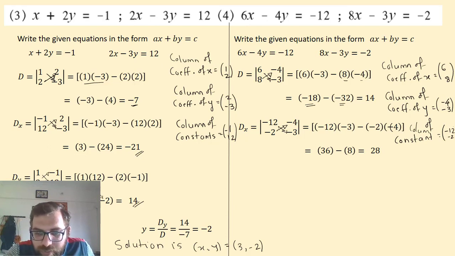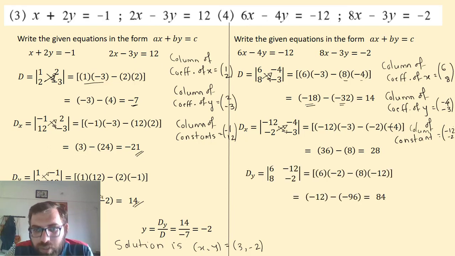How do we get the Dy? Replace the column of y in D by the column of constants. So what is the column of y? The column of y is minus 4 and minus 3. Replace that column in D by the column of constants, that is minus 12 and minus 2. You get Dy equal to 6 8, that is the column of x, and minus 12 minus 2, that is the column of constants. How to solve this?